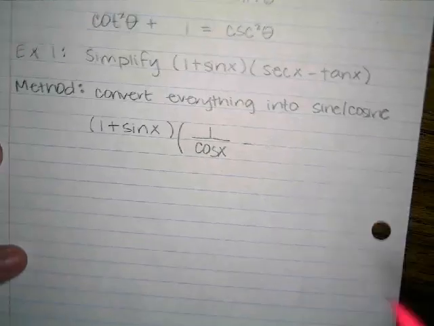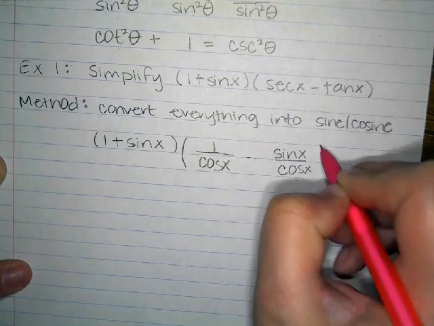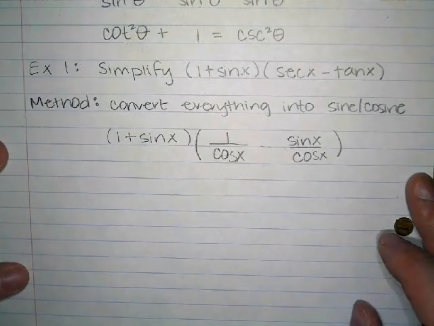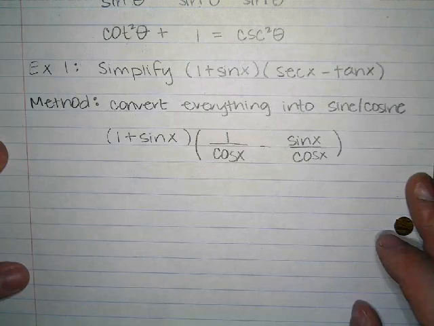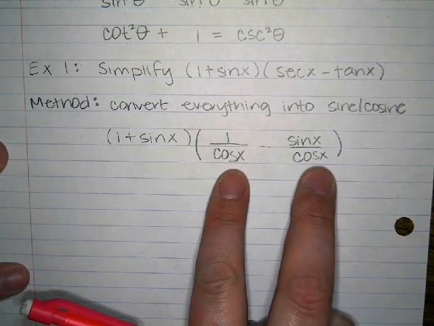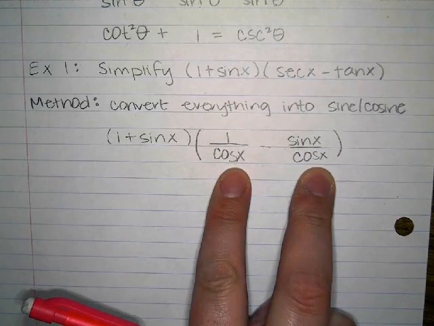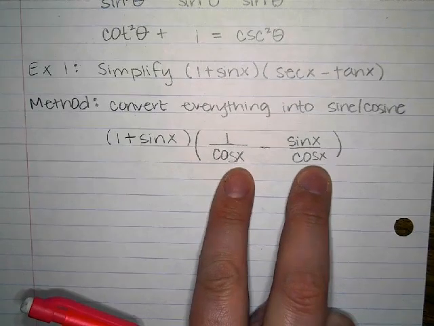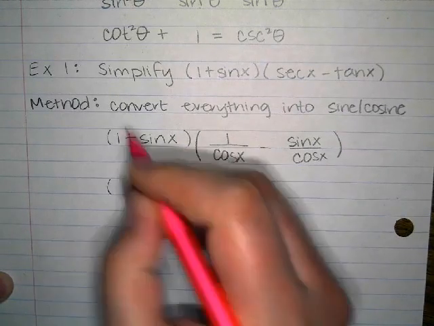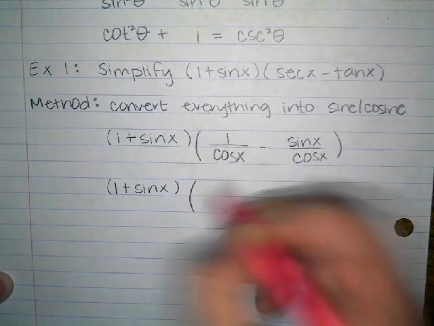Now, what do you notice about this problem now that I've rewritten those two pieces in terms of sine and cos? They don't cancel, but what do you notice about them? They have a common denominator. And if you have two fractions with a common denominator, what can you do with them? Do they have to stay two separate fractions? No, they can become one fraction. Does that make sense? Okay, so now I'm going to rewrite this problem, and I'm going to take the two fractions in the second set of parentheses, and I'm going to write them as one fraction with a common denominator.